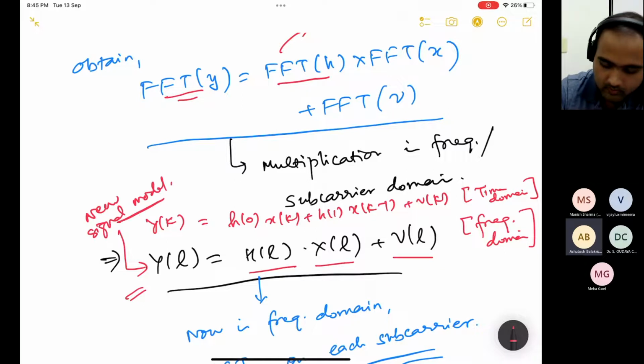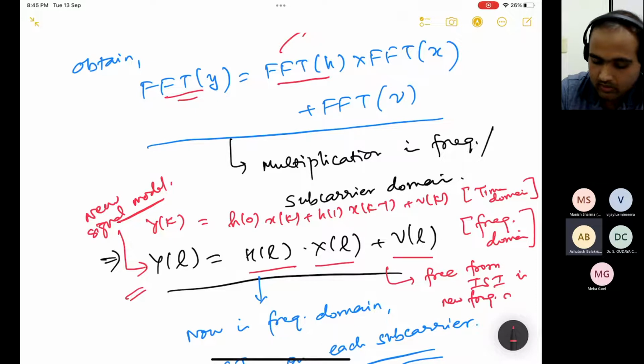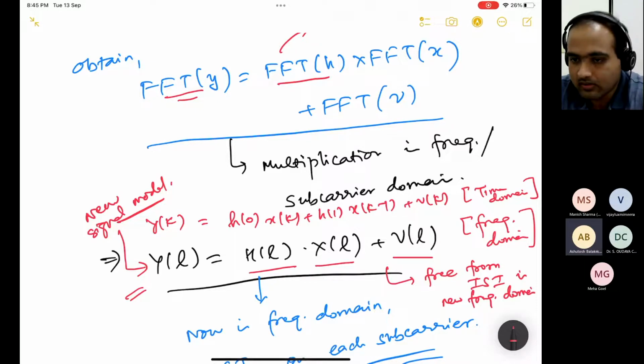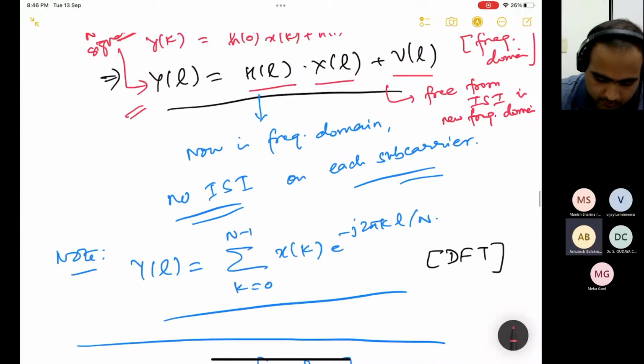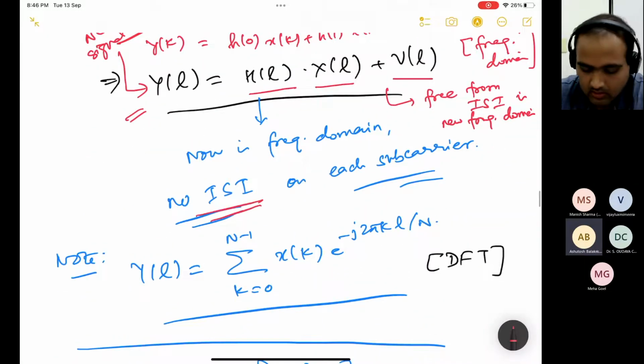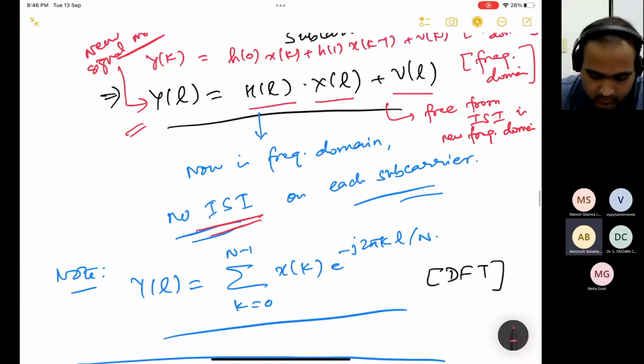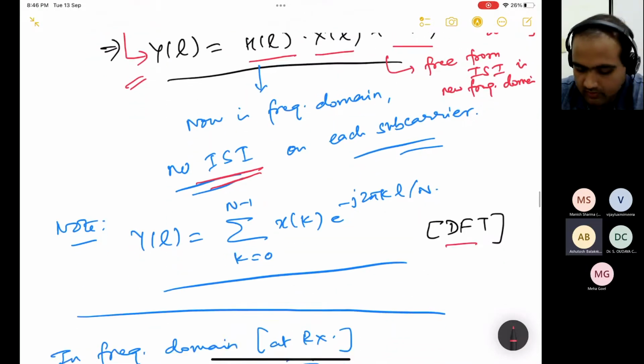The new signal model is free from ISI in the frequency domain, right? So this is why the Fourier transform is so powerful. We were facing this problem of ISI and circular convolution in the time domain, but we don't need to do these things in the frequency domain, right? So there is no ISI on a subcarrier, and this is the formula of the DFT.